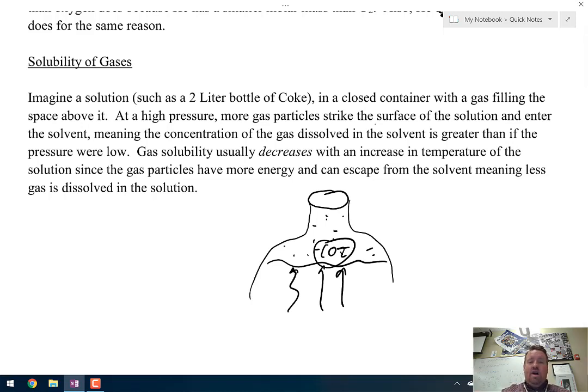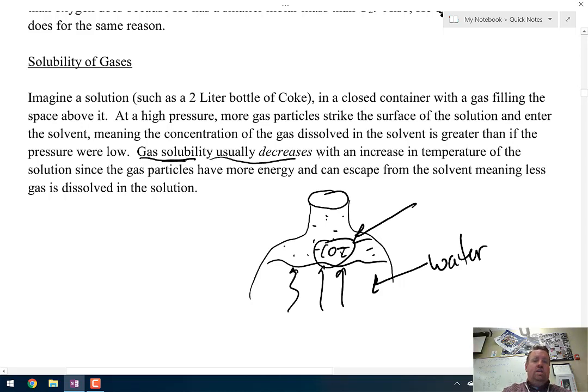Which means that the concentration of the gas dissolved in the solvent, so remember the solvent is water, and in this case, the gas is the CO2, is greater than if the pressure were low. So what that leads us to is that gas solubility usually decreases with an increase in temperature.